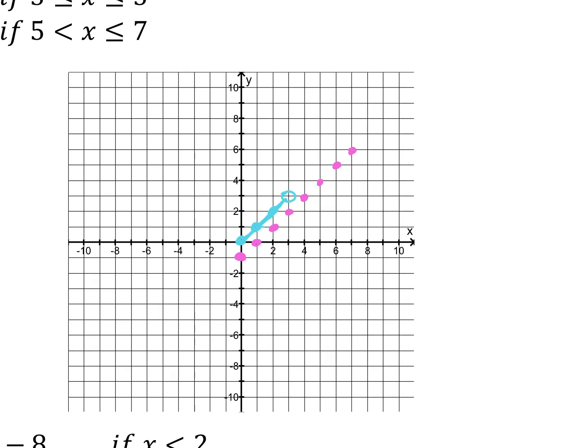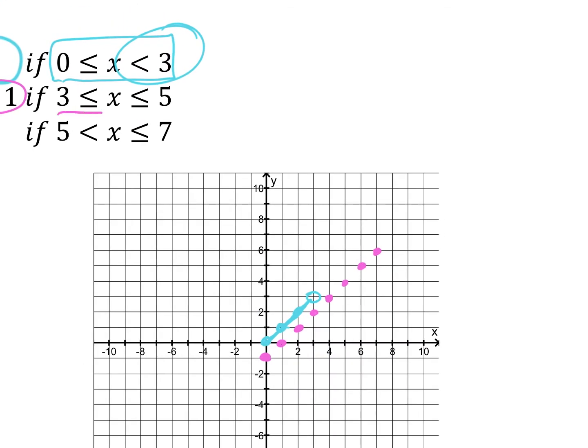So looking at my restrictions now, this one says I want to keep x values between where and where? 3 and 5. So I want to erase any x values before 3, which is this one, and this one. And I want to erase any x values after 5, which are these two. Should I have closed dots at both ends on this one? Yes. So now that I have that, I then connect these in another little line chunk. Okay.